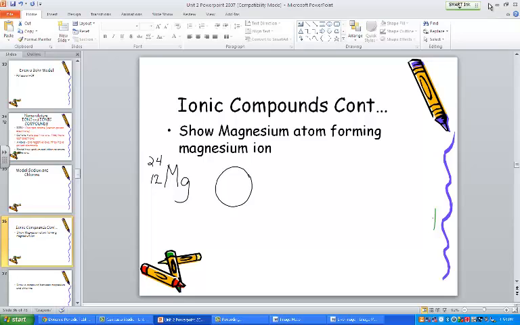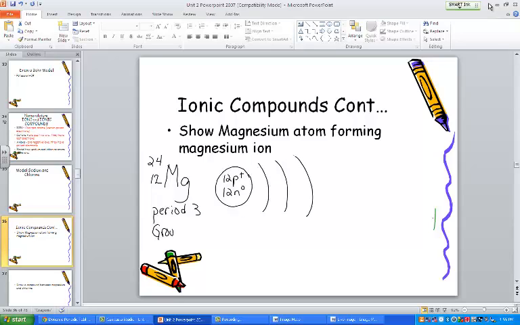A simple model shows the 12 positive protons inside the nucleus. 24 minus 12 shows the 12 neutral neutrons in the nucleus. Magnesium is period 3, so I now know to draw 3 energy levels.